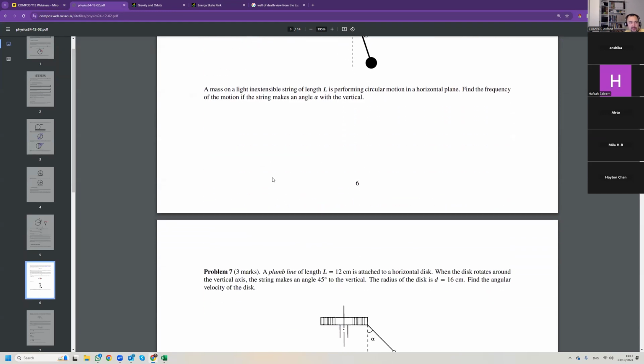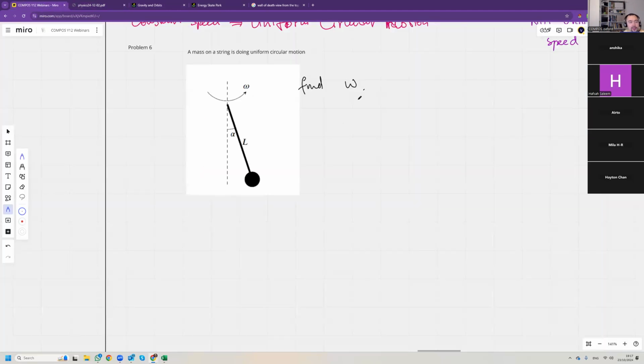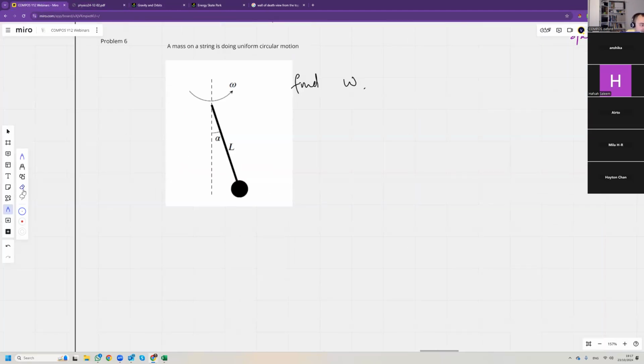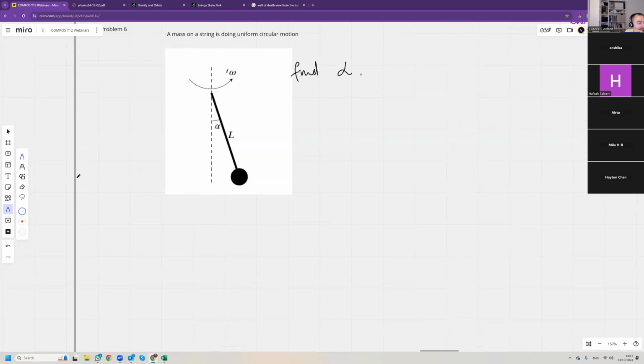Find the frequency. Find the angle. Find alpha. Find the angle if you know the frequency, if you know the omega, if you know the length.